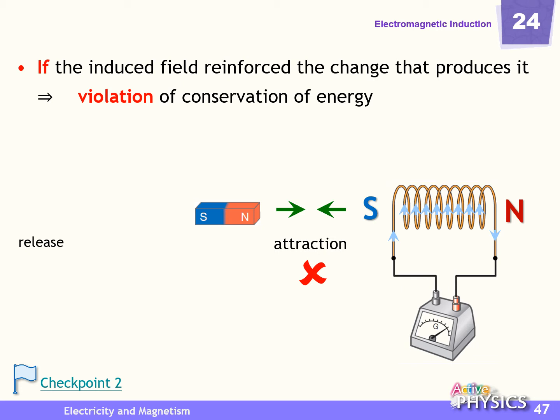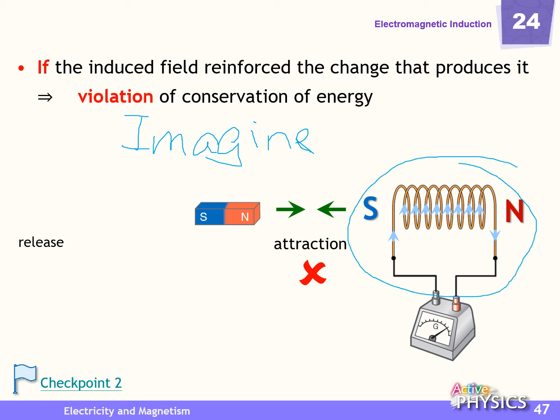So what will happen if the induced field reinforces the change that produces it? Then it's a violation of the conservation of energy. What's the meaning of this sentence? Imagine that you move a magnet toward a coil, and the induced field lines cause attraction. If this coil attracts the magnet, then the magnet will move at a higher and higher velocity.